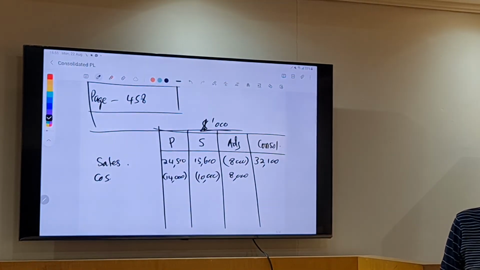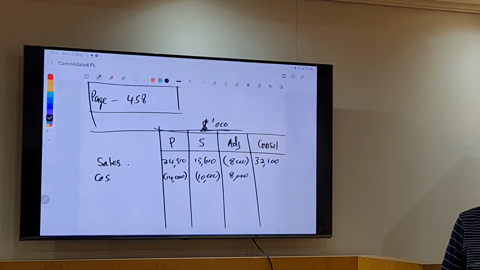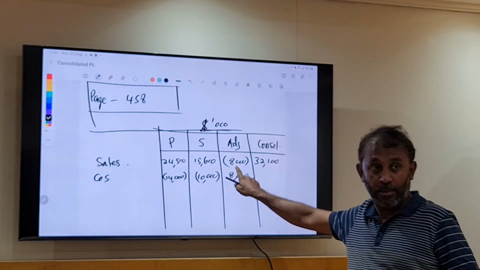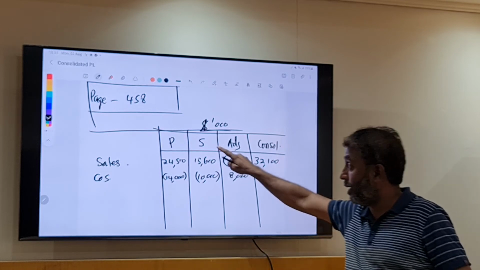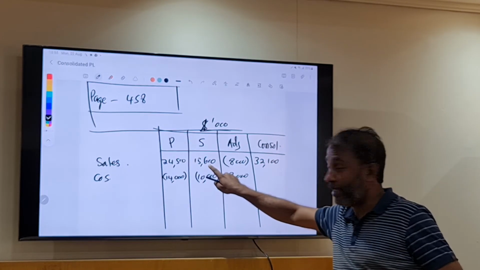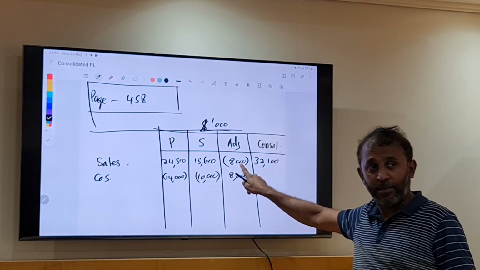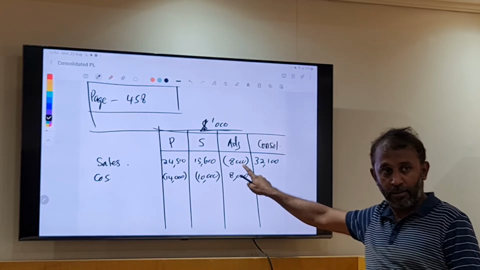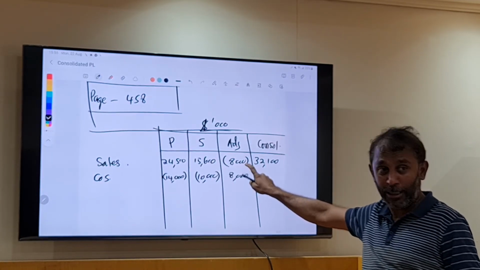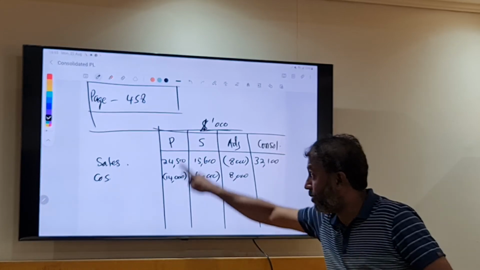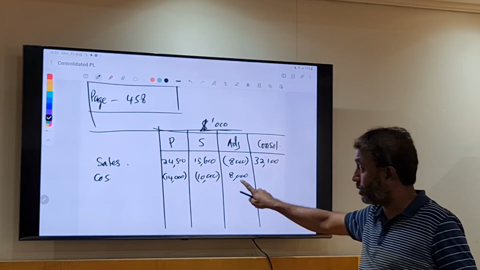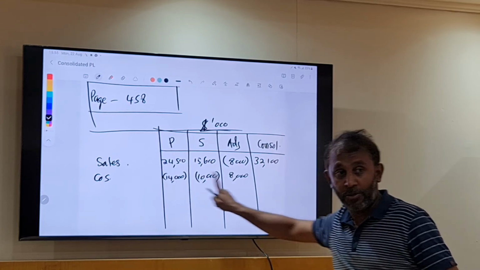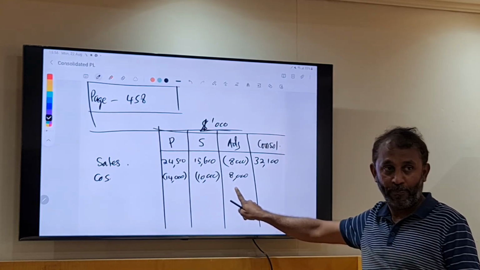Why do we put the minus here? Who sold goods to whom? S sold goods to P. So inside this 15,600, the 8,000 is there, so I need to remove that. That's why I minus here. And P purchased, so in this cost the 8,000 is also there, so I need to take that as well. This is minus, so I should make it plus.